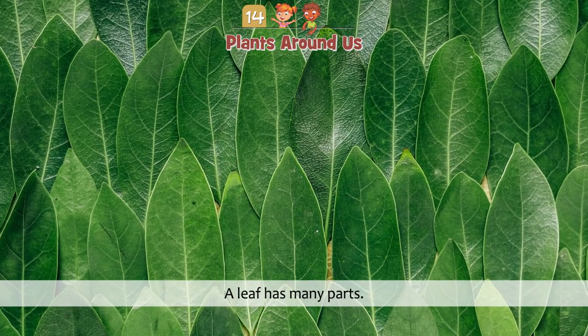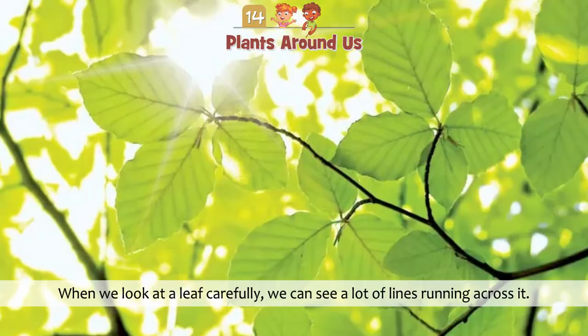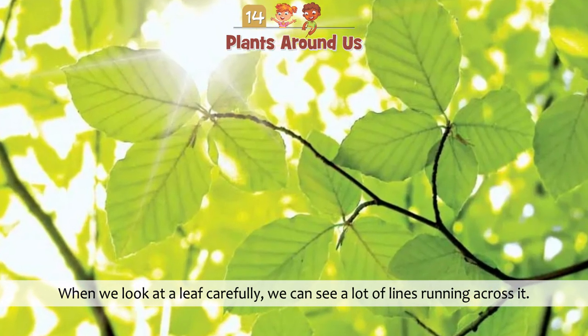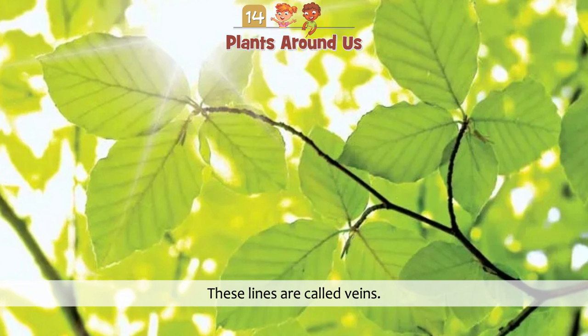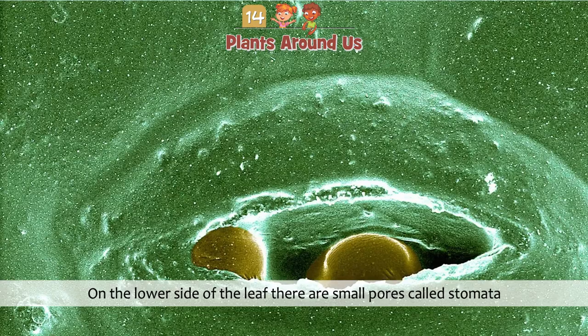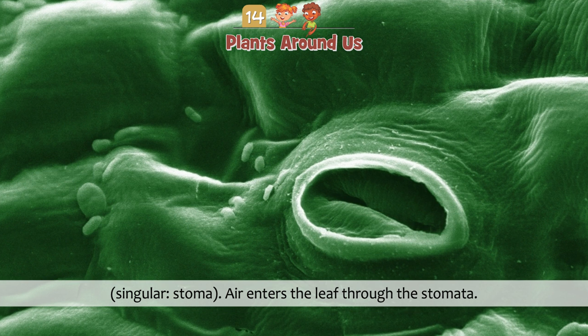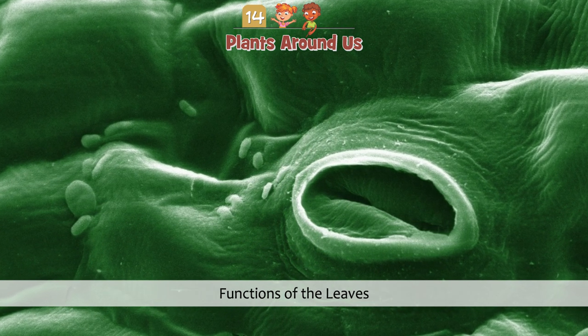A leaf has many parts. The flat surface of the leaf is called leaf blade. When we look at a leaf carefully, we can see a lot of lines running across it. These lines are called veins. The central vein is called the midrib. On the lower side of the leaf, there are small pores called stomata, singular stoma. Air enters the leaf through the stomata.